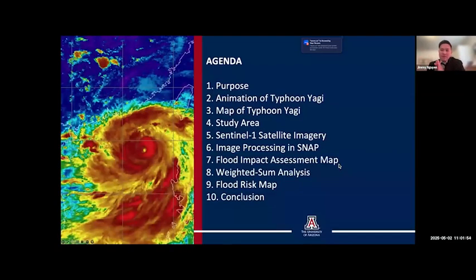So here is a quick overview of today's agenda. I'll start with the project's purpose, share a time-lapse video of Typhoon Yagi's progression. Then I'll share my maps about the typhoon's timeline and path that leads into my study area of northeastern Vietnam. Next, I will explain why I used Sentinel-1 satellite imagery for the flood mapping, followed by the image processing workflow in Snap. Afterwards, I'll talk about the flood impact results.